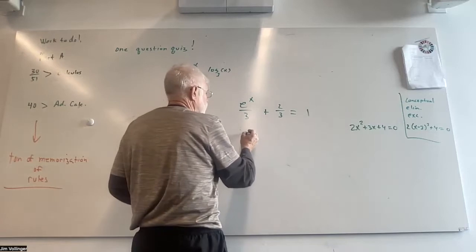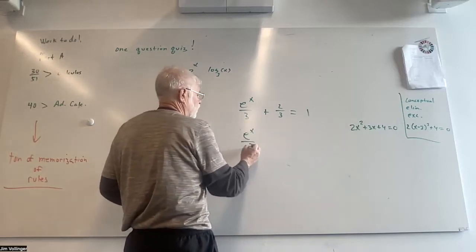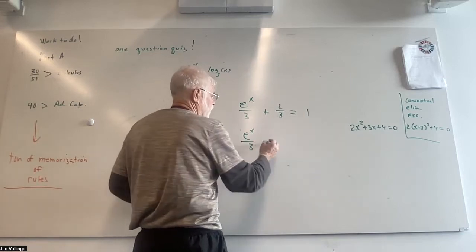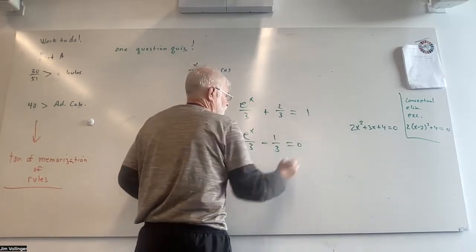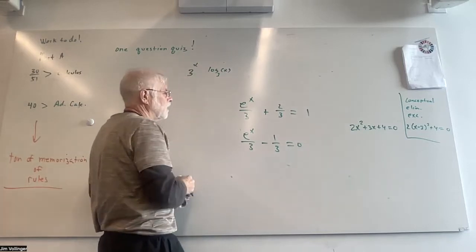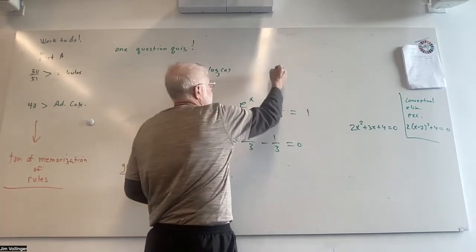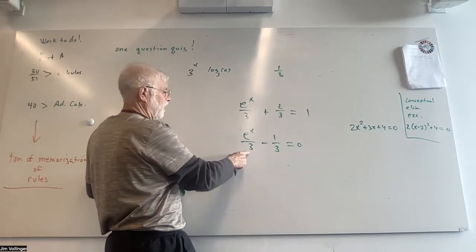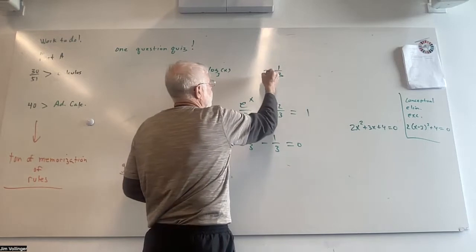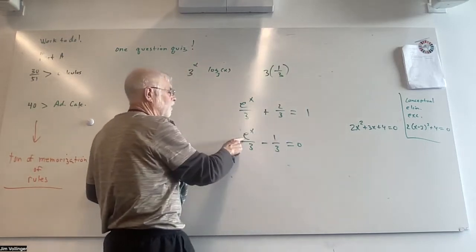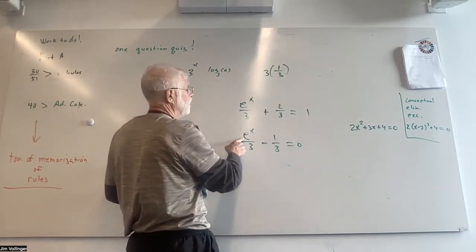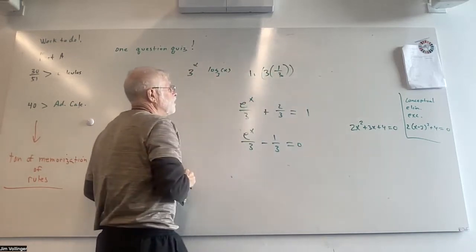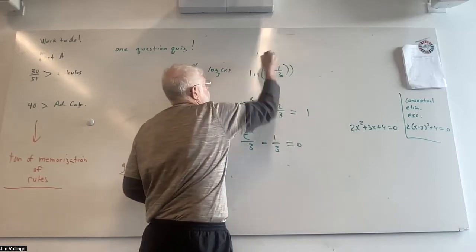Well, we could certainly say e to the x over 3 minus 1/3 equals 0. So how do we deal with this? Well, subtraction of 1/3 becomes addition of 1/3. Looks like we got multiplication by 3. And then we got the inverse of e to the x, which is ln. Well, 3 times 1/3 is 1. What's the ln of 1? We've been working on that.